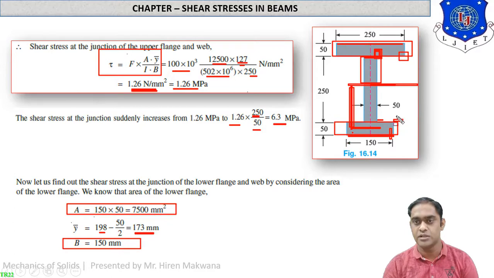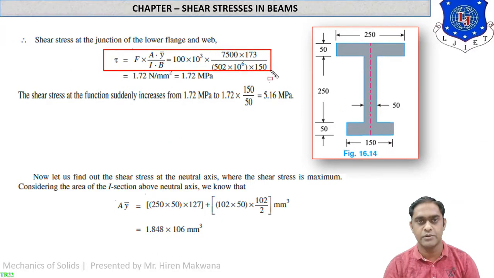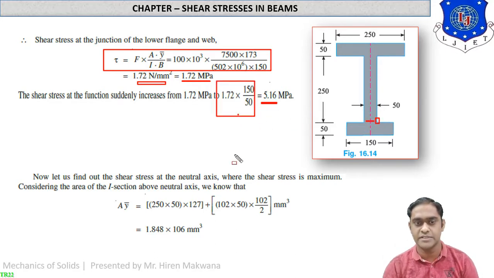So which will give you the shear stress at this outer corner. So just replace the values in the formula as per our calculated values. You will get the shear stress as 1.72 Newton per mm square. And if you want to find the shear stress at the inside corner, then the width becomes 50. So by ratio, you will get this value, 5.16.